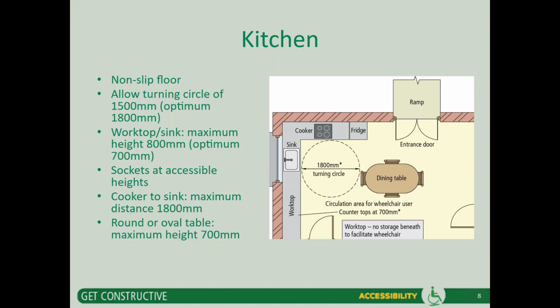You also have a cooker to sink maximum distance of 1800 millimeters. You do not want to be traveling a great distance, and this goes for everyone, between your sink and your cooker, especially if you have pots of water. Generally speaking, a round or oval table is the most suitable for general accessibility, as there are no sharp corners. Most traditional houses will have a rectangular table or a square table, but generally speaking, a round or oval table is optimal. Again, the table should be at 700 millimeters high.